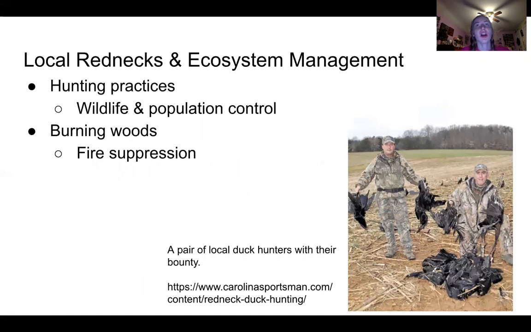Local rednecks are ecosystem managers in a way, or help with ecosystem management, because they do a lot of hunting and they hunt a lot of different species, which helps with wildlife and population control, especially on animals like white-tailed deer. And then not so much anymore, but they used to practice wood burning and burn woods. But an issue is that a lot of them have kind of encroached and moved to that area now, so they might not be able to, but they do help with fire suppression.